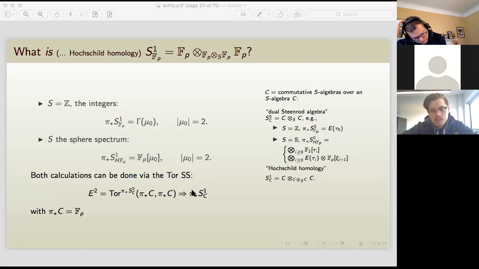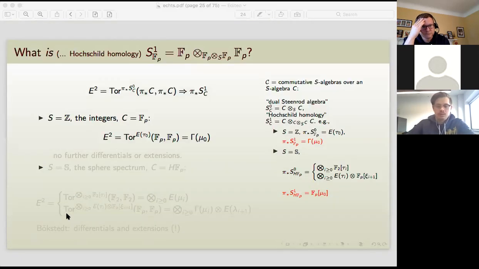I can calculate that through a Tor spectral sequence. That will be a derived tensor of the homotopy groups of C with the homotopy groups of C, over the homotopy groups of the zero sphere. And in this case, the homotopy groups of C are just F_p in both cases.